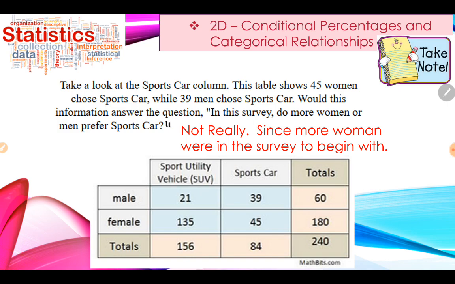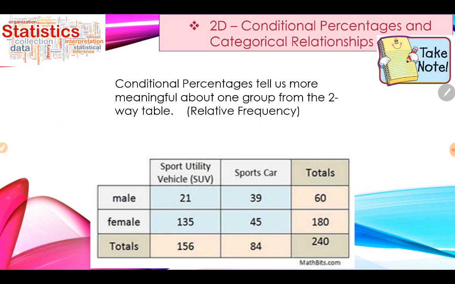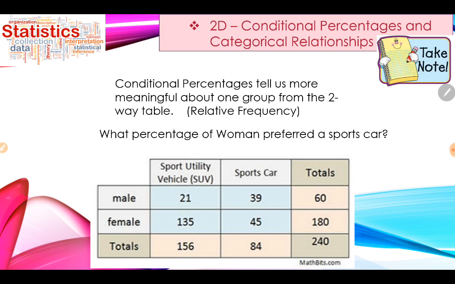The room's already crowded. But the ratio, the proportion of women that are raising their hand for choosing the sports car may be lower, even though the frequency is higher. So that's why we start looking at conditional percentages in section 2D. It gives us a more meaningful answer about one group from a two-way table: a relative frequency, not just frequency, but the frequency relative to the size of the group that we're pulling from. So let's answer the question, what percentage of women preferred a sports car?